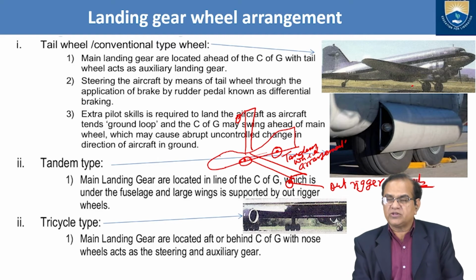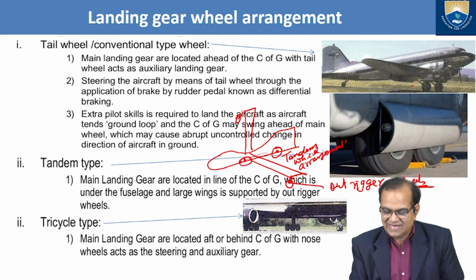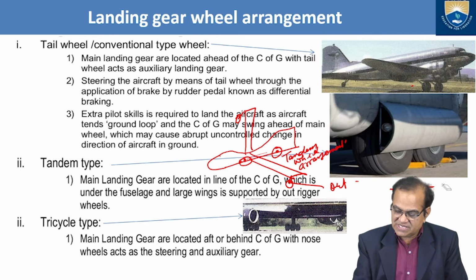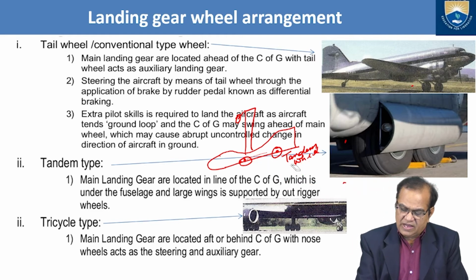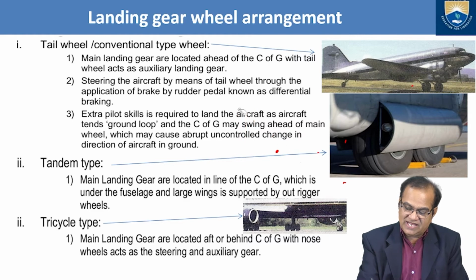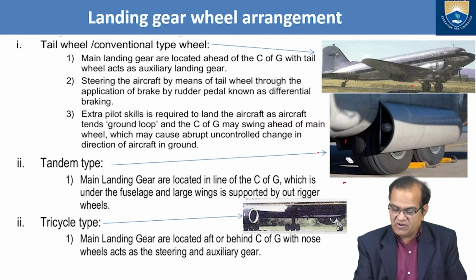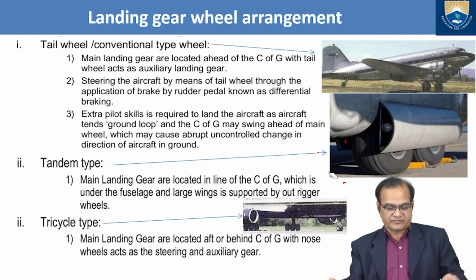This type of wheel you can see in fighter aircraft. They have such an arrangement, especially in carrier-type aircraft like the Sea Harrier and others. We have such a configuration.